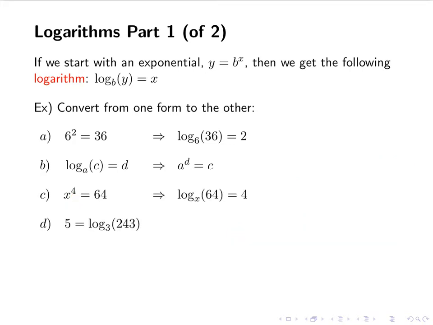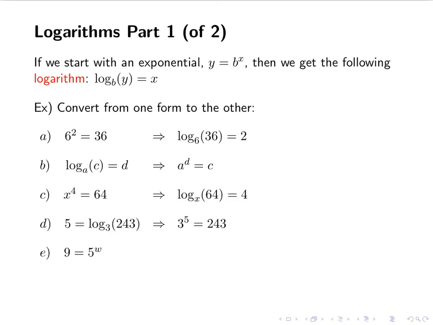How about 5 equals log base 3 of 243? Again, I start with what is the base. The base is 3. The log equals the exponent. The log equals 5, so 5 is the exponent. And it equals the only other number that's left. Whenever you have all numbers and no variables, you can always check it. Is 3 to the 5th 243? Yes.